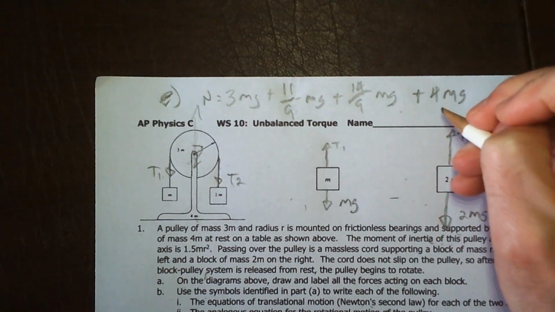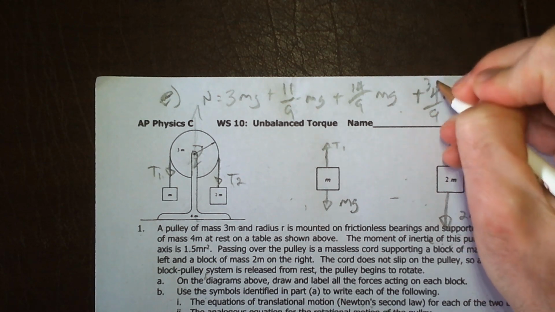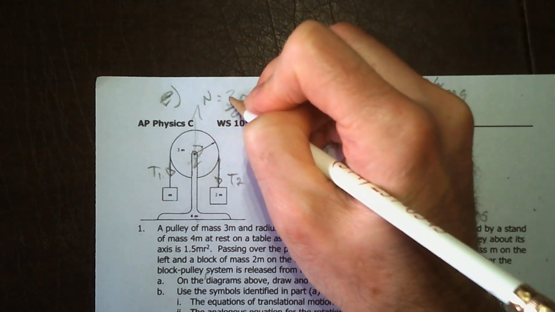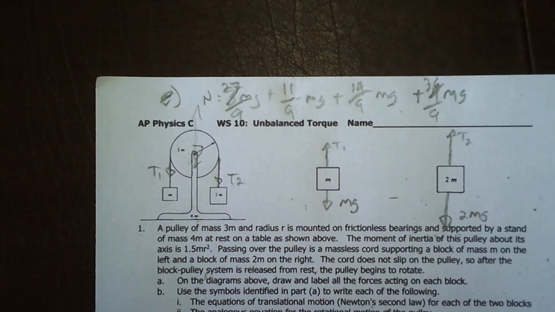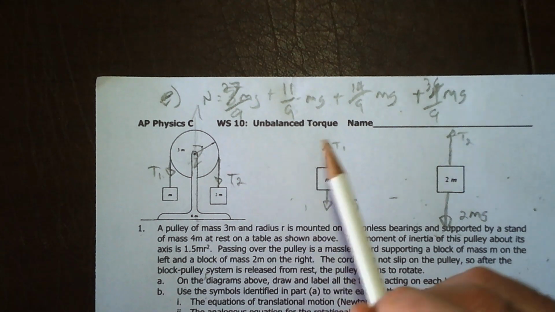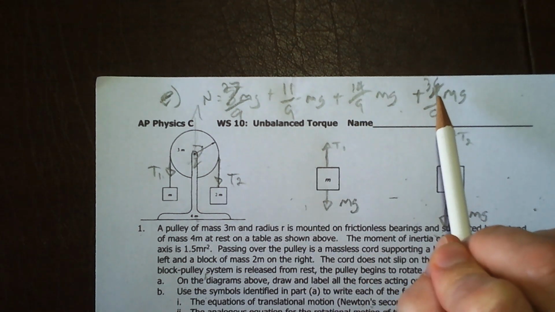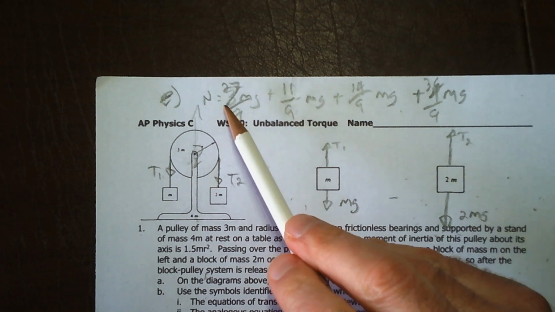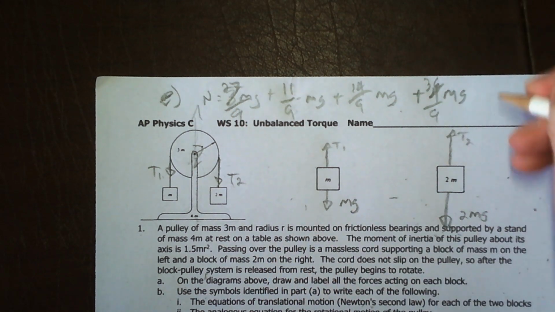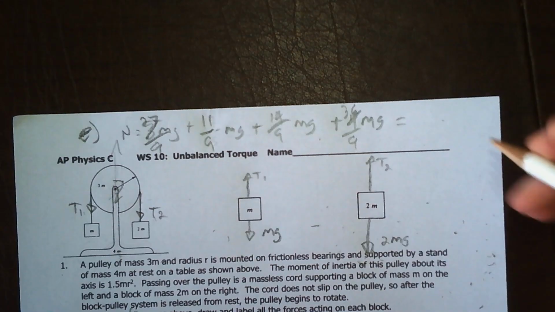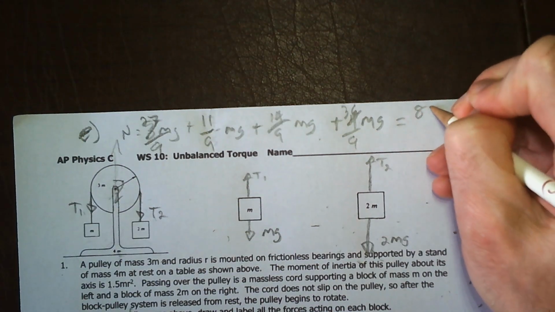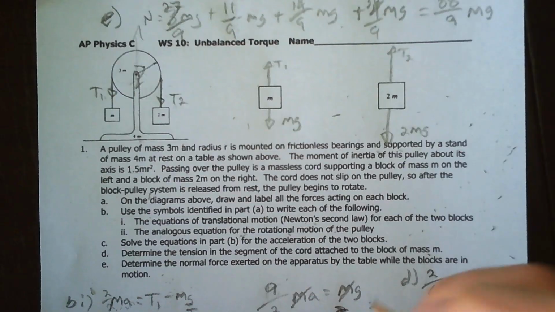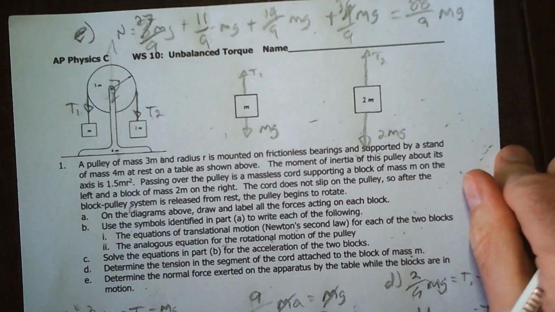So let's see, common denominator is 9, that's 36, 9, and that's 27. So let's see here, 40, 50, and so 88. I believe it's 88/9 mg. So that would be the normal force on this whole apparatus.